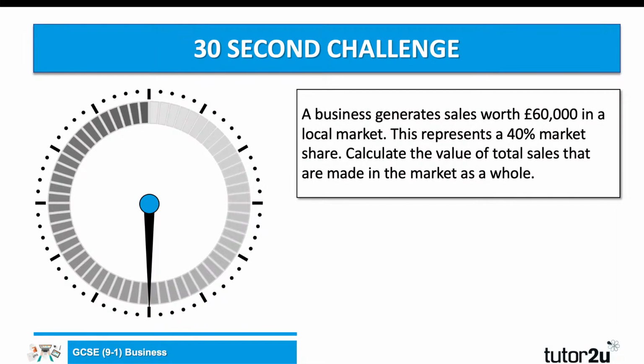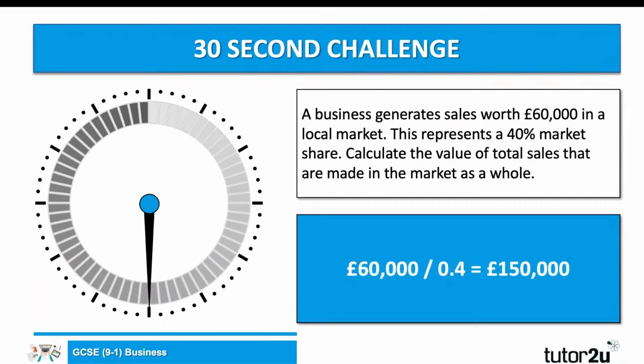Good. We've got lots and lots of answers coming in on the chat window, and lots of them are correct. The answer to this is that the value of total sales made in the market as a whole will be £150,000. 60,000 is 40%, so 60,000 divided by 40 and multiplied by 100. Or if you want to cut out a step, 60,000 divided by 0.4 gives an answer of £150,000, the total value of sales in the market as a whole.